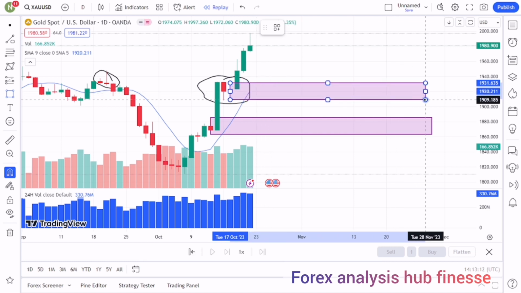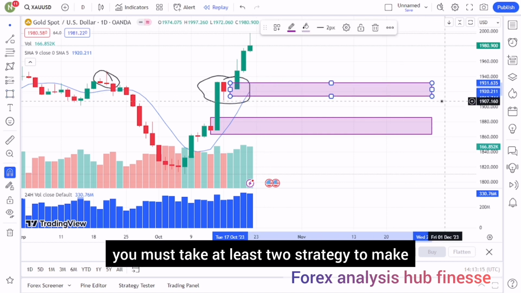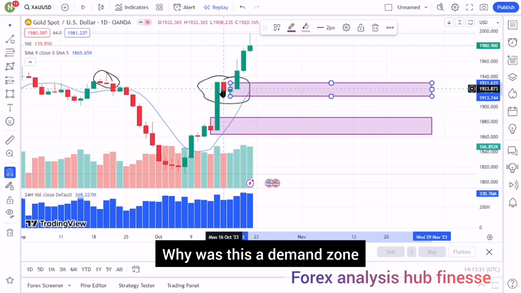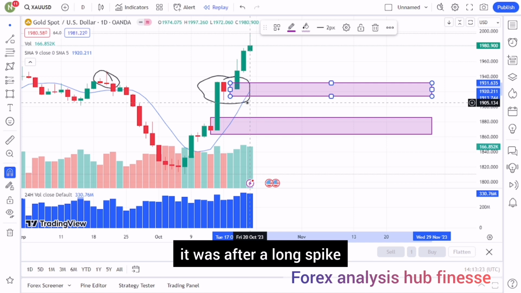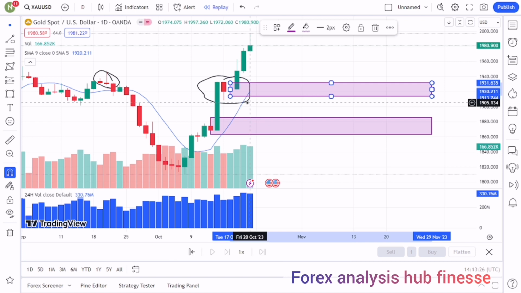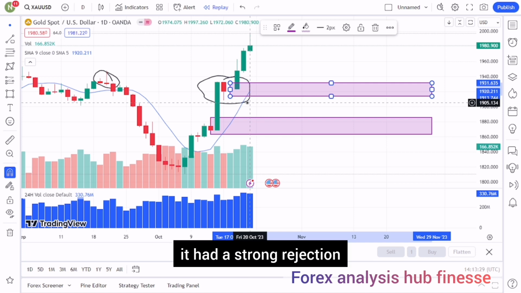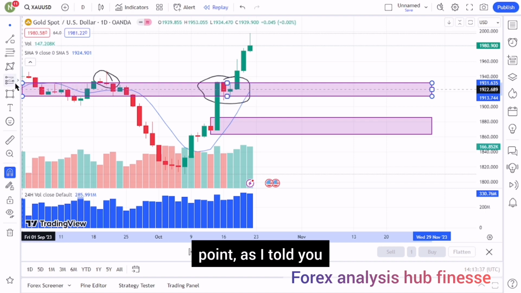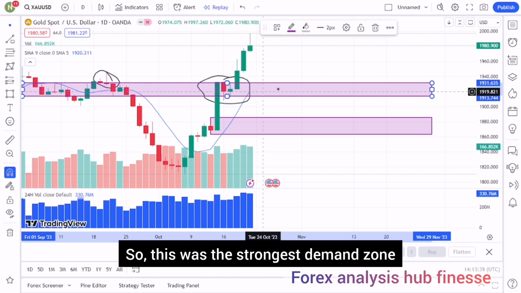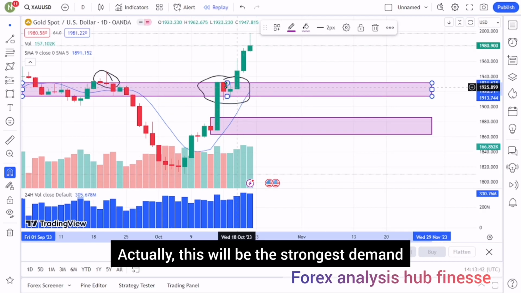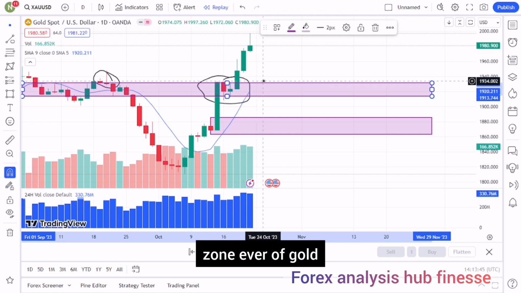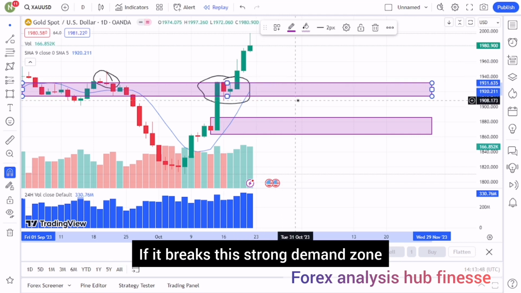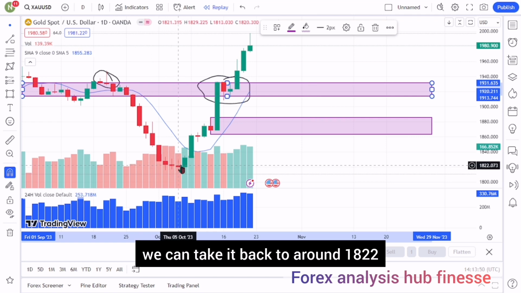Why? Because you must take at least two strategies to make something a demand zone. Why was this a demand zone? First, it was after a long spike. Secondly, it had a strong rejection. Third, it's a strong resistance point of the previous supply zone, as I told you. So this was the strongest demand zone. Actually, this will be the strongest demand zone ever of gold. If it breaks this strong demand zone, we can take it back to around 1822.